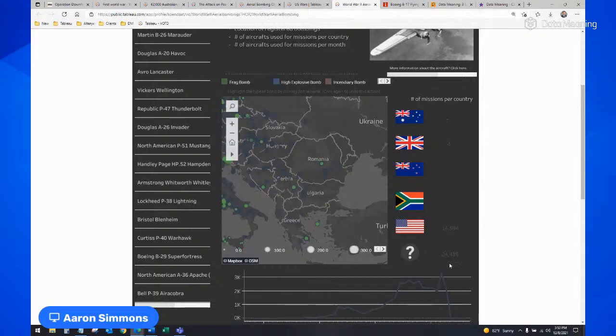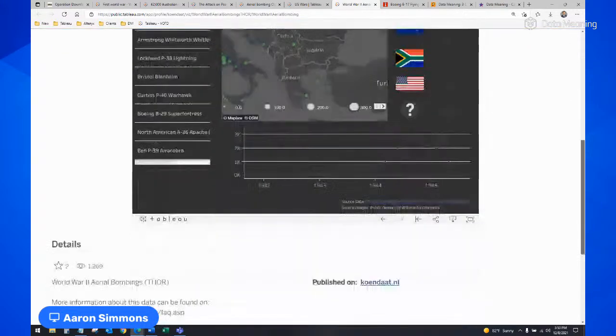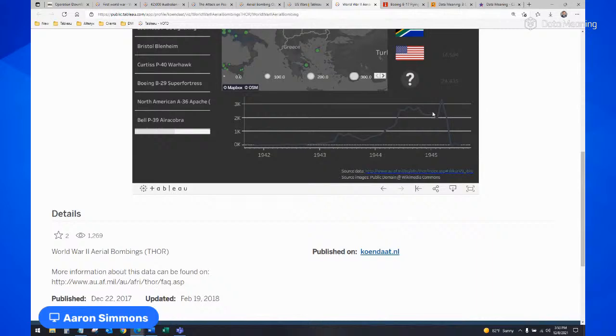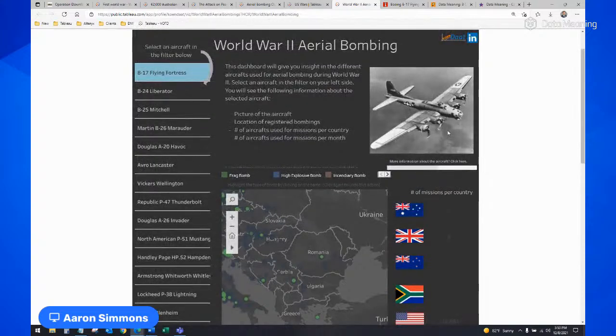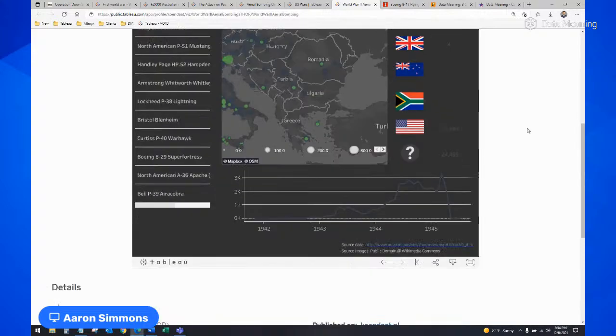Down here, it's got a graph. So I clicked on the B-17, and it's got the graph of, well, you can't really see it all that well. Of how many? I would assume it's how many, I don't know if it's missions. Might be missions. Well, let me hover on it. It just says number of records. So I don't know if that's missions or the number of bombs they dropped. That I don't know. That color is tough on black. Yeah, the color is tough on black.